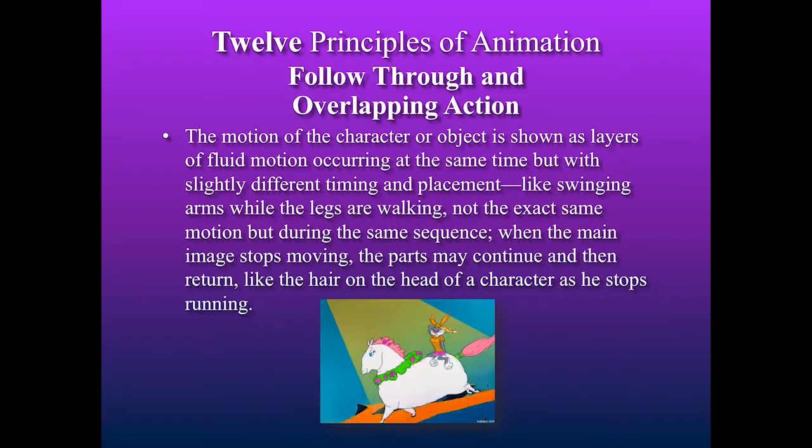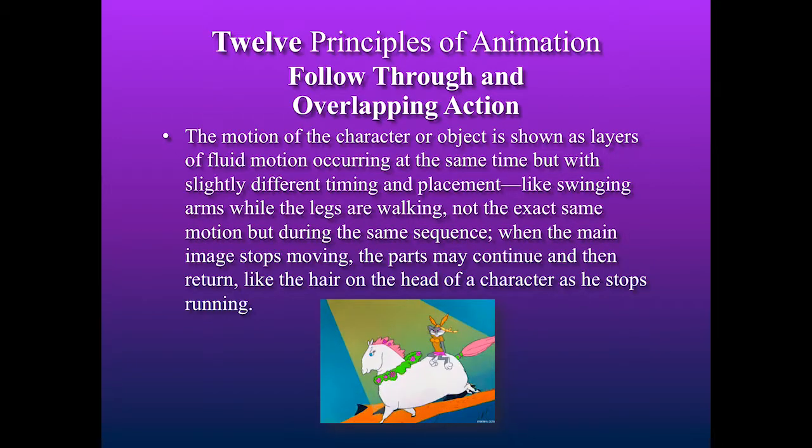Follow through and overlapping action. So the motion of the character or object is shown as layers of fluid motion occurring at the same time, but with slightly different timing and placement. Like swinging your arms while the legs are walking, not the exact same motion, but during the same sequence. When the main image stops moving, the parts may continue and then return, like the hair on the head of a character as he stops running.